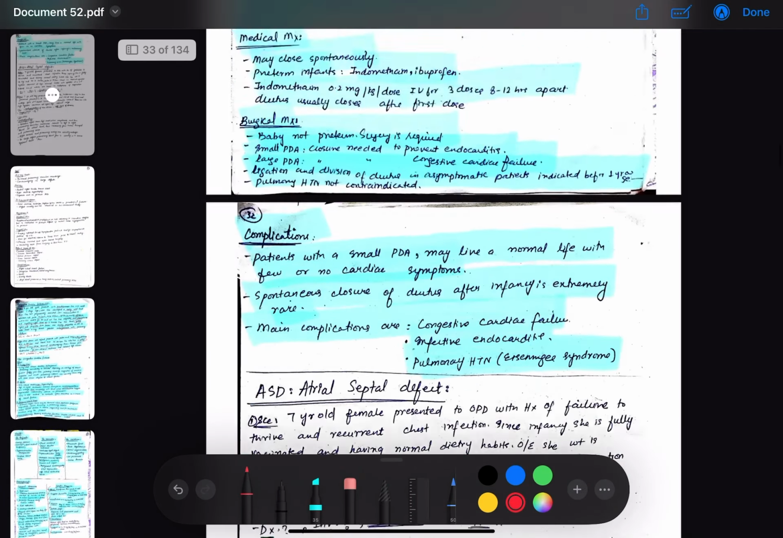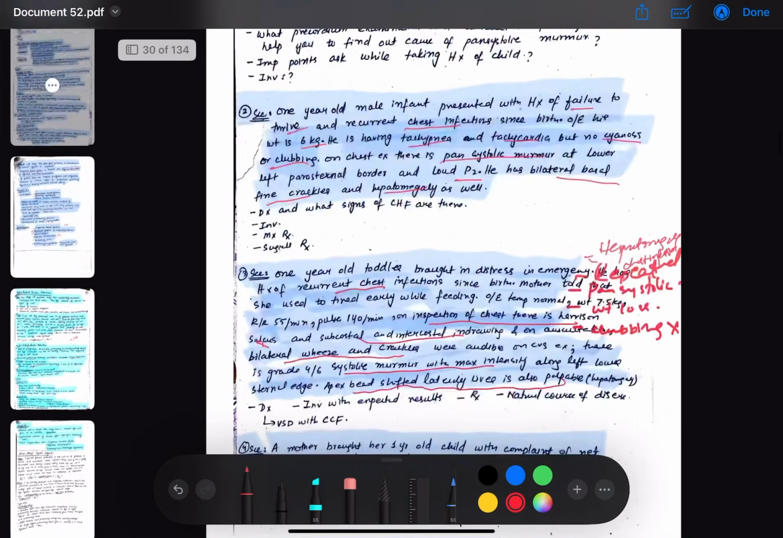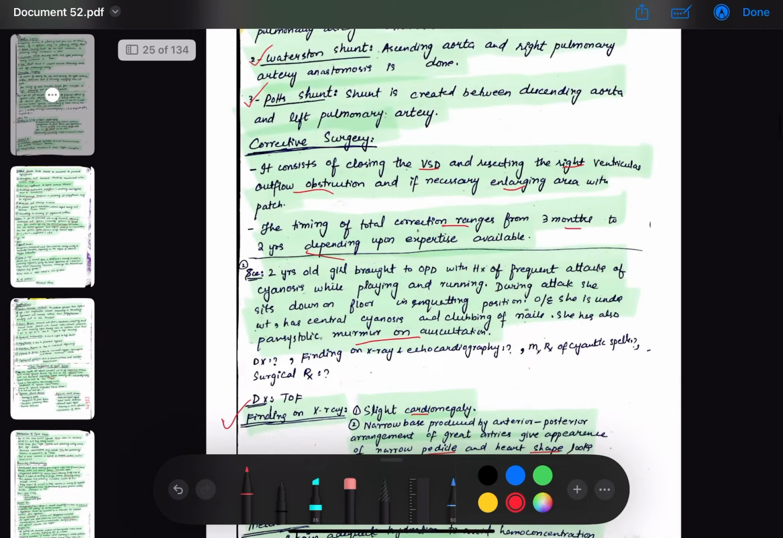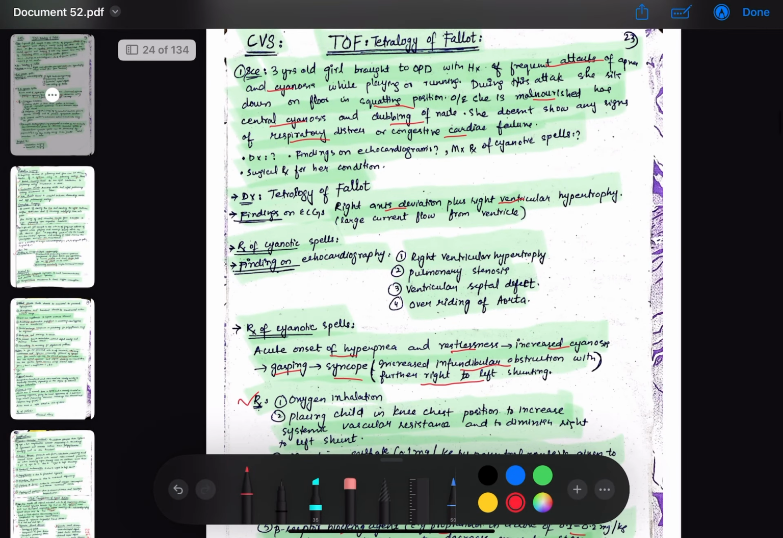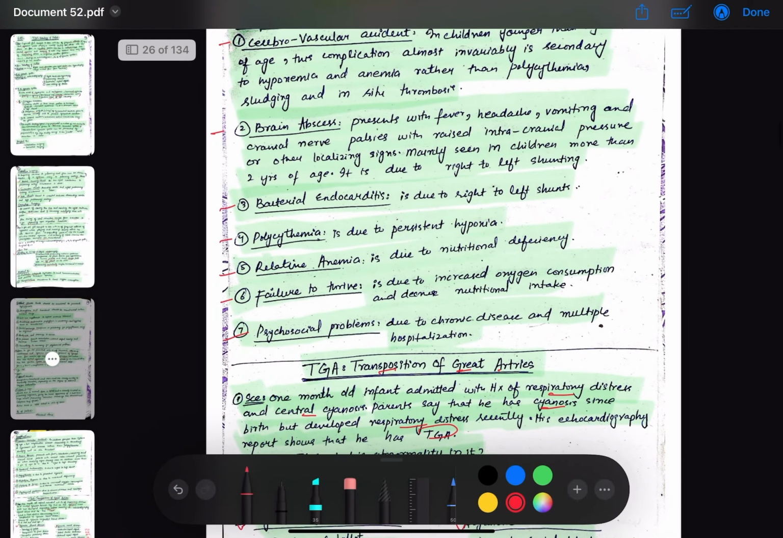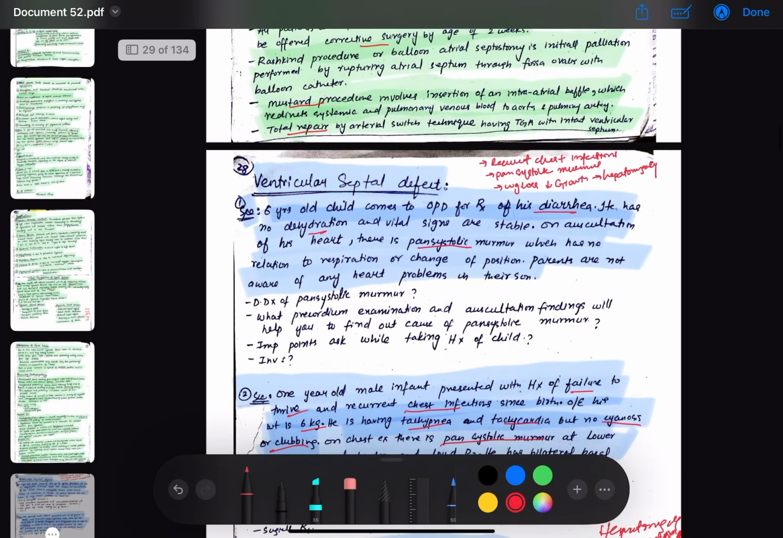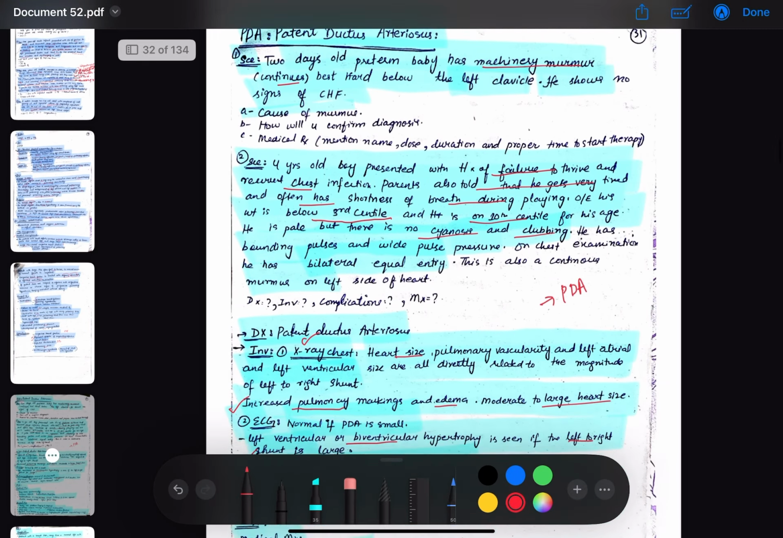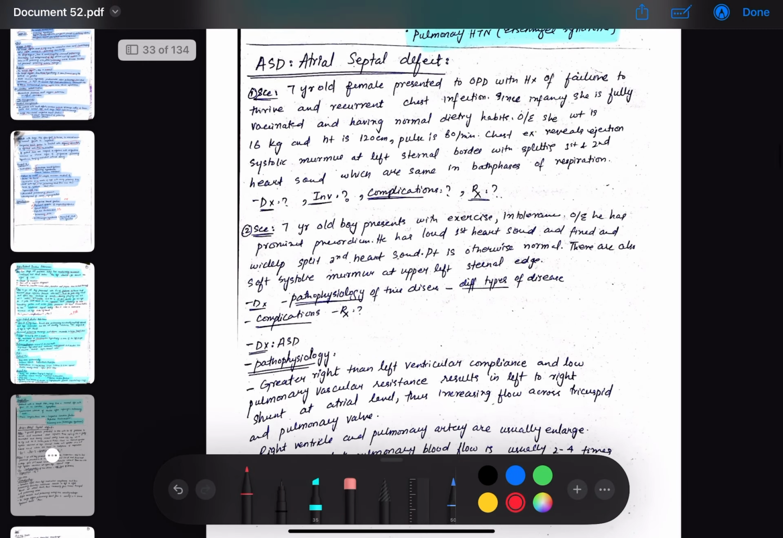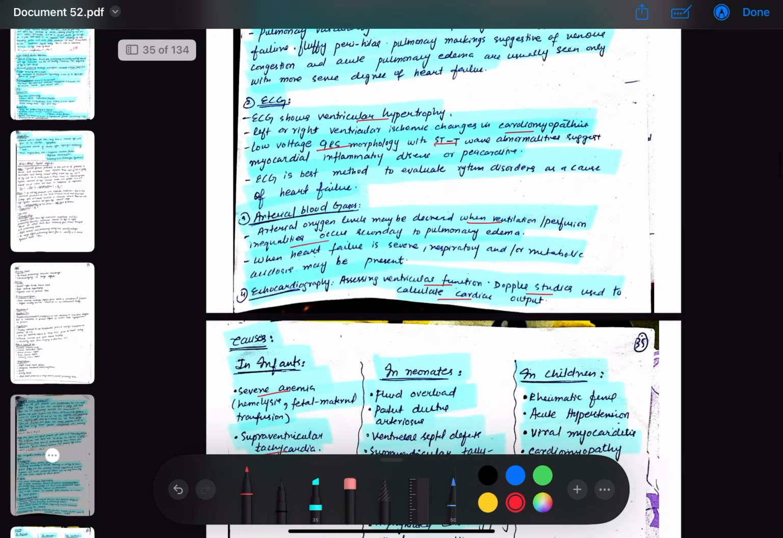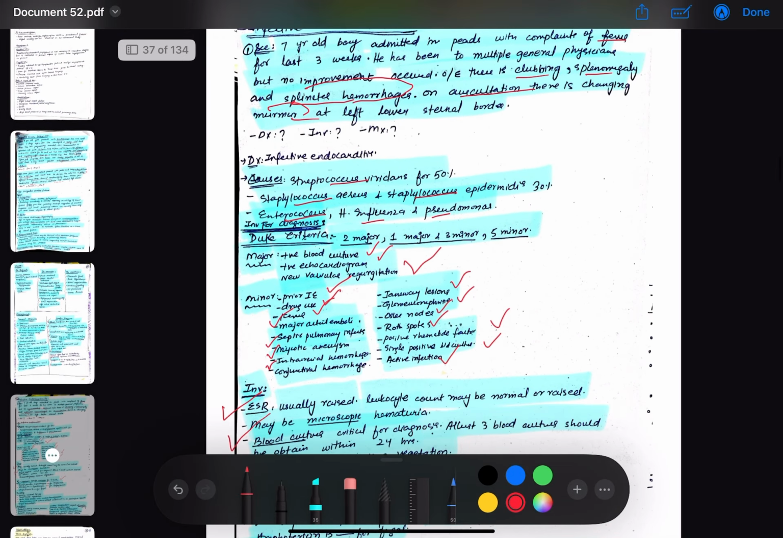We have discussed tetralogy of Fallot and transposition of great arteries in the first video, then ventricular septal defect and patent ductus arteriosus in the next video, and then atrial septal defect, congestive cardiac failure, and infective endocarditis in this last portion of the CVS.